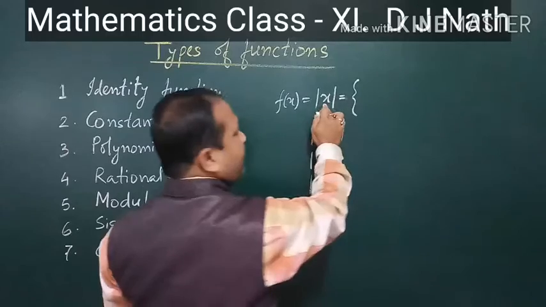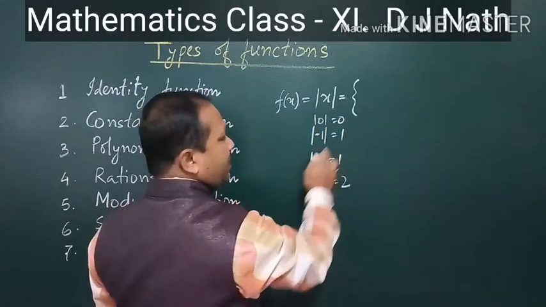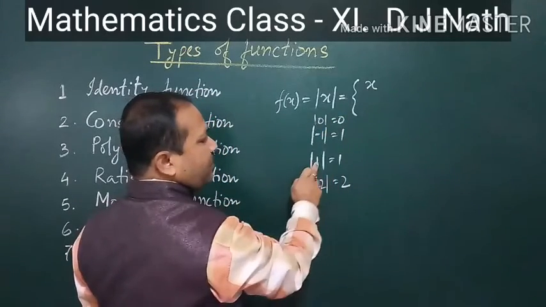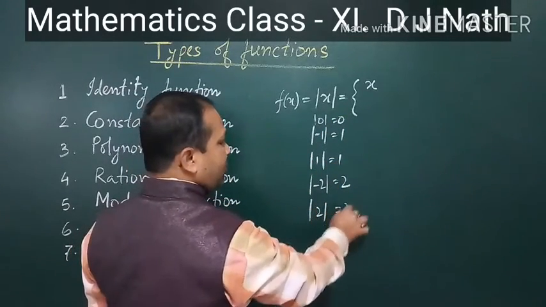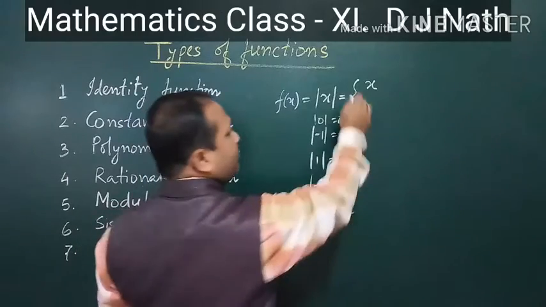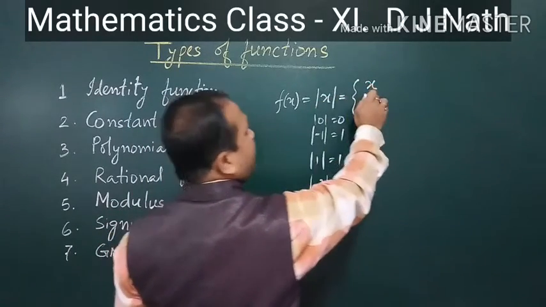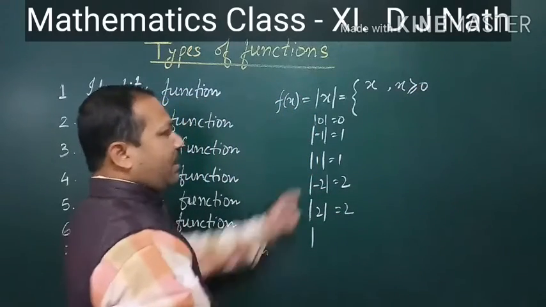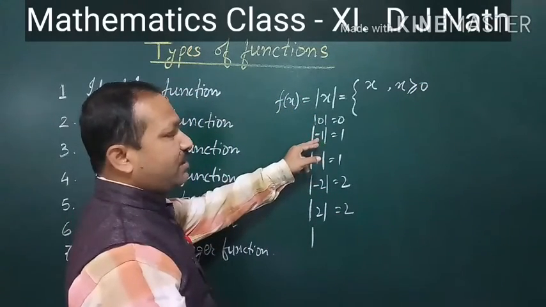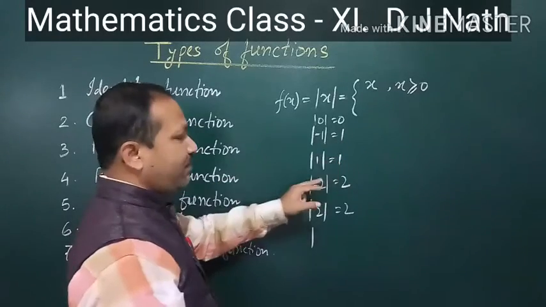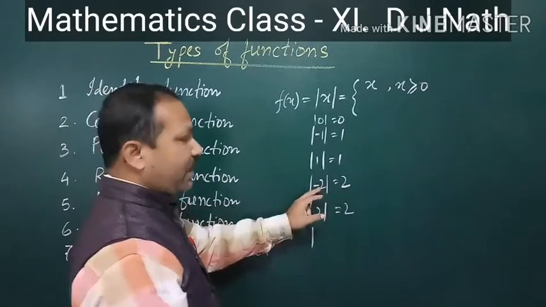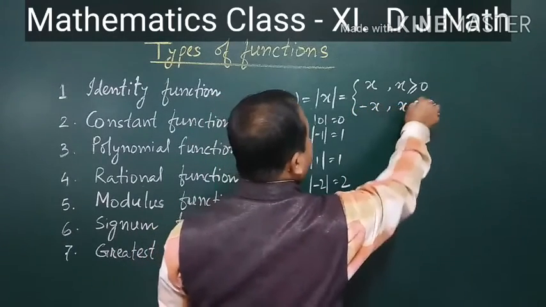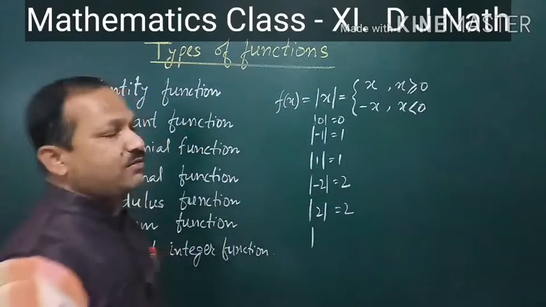If the value of x is 0 or greater than 0, it will be the same number only. If it is 0, here also 0; if it is 1, it is 1; if it is 2, it is 2; if it is 3, it is 3. So modulus of x will be equal to x when x is greater than or equal to 0. And if it is on the negative side, say minus 1, then it should become positive. If it is minus 2, then it is 2. So it will become minus of x when x is less than 0.